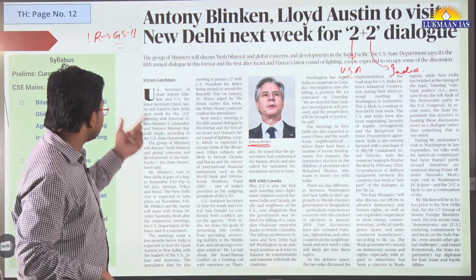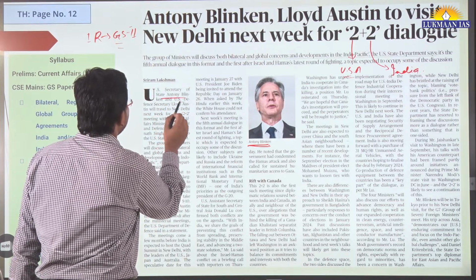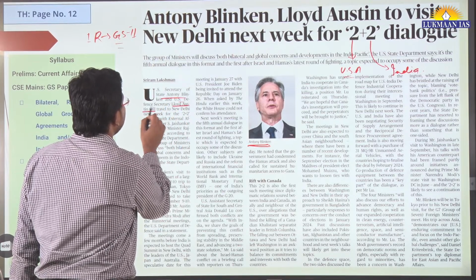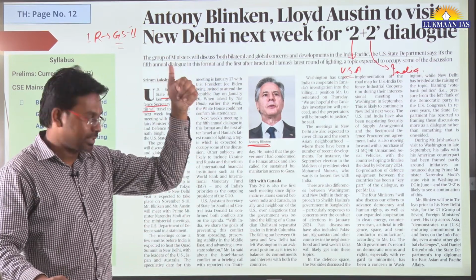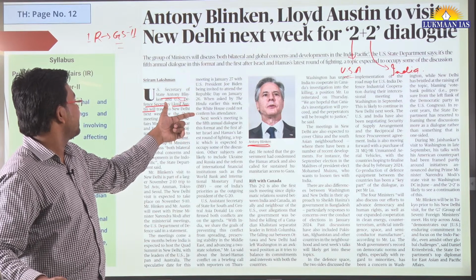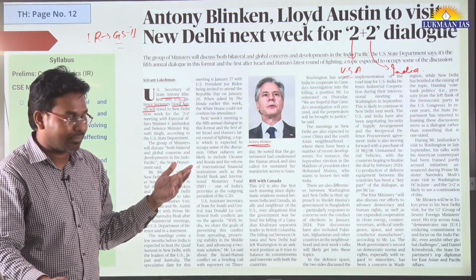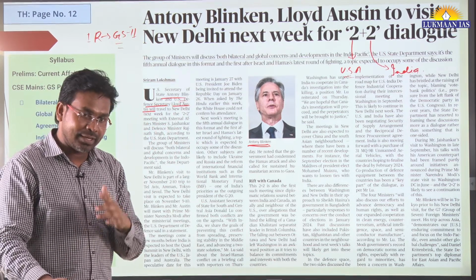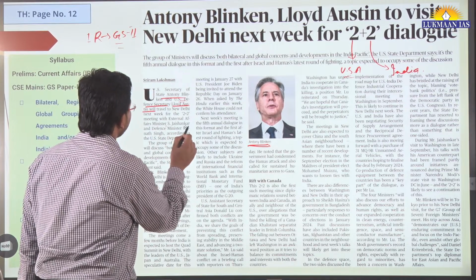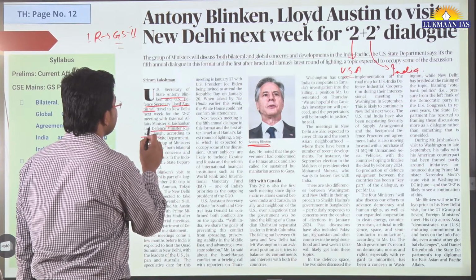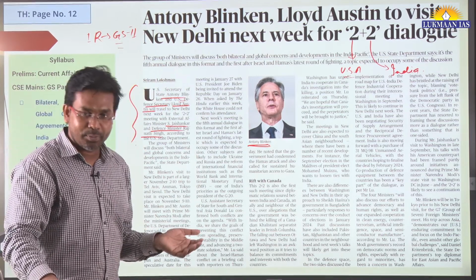The other person who is going to come is Lloyd Austin. He is the Defense Secretary. Defense Secretary means Defense Minister. Secretary of State means Foreign Minister, External Affairs. So in the case of India, S. Jaishankar is the Foreign Minister and the Defense Minister is Rajnath Singh. So they are going to meet these people and discuss many things.